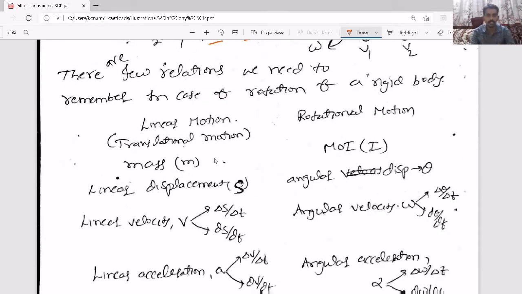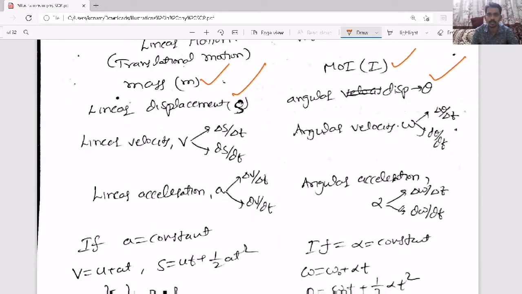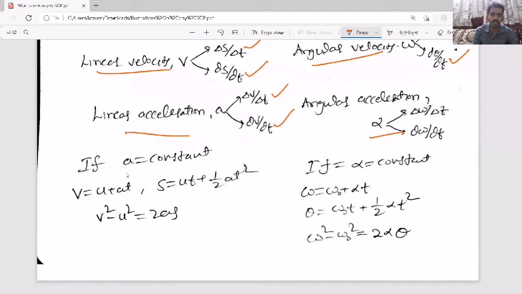Now if you compare linear motion and rotational motion, in linear motion mass is the inertia of the body. In rotational motion, moment of inertia is the inertia of the body. Here linear displacement, here angular displacement. Here linear velocity, average and instantaneous. Here angular velocity, also average and instantaneous. Here linear acceleration, average and instantaneous. Here angular acceleration.